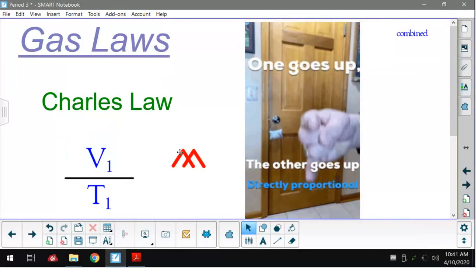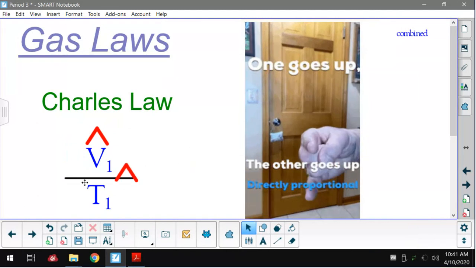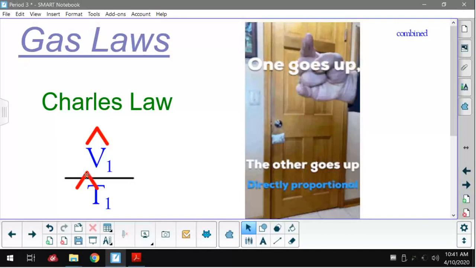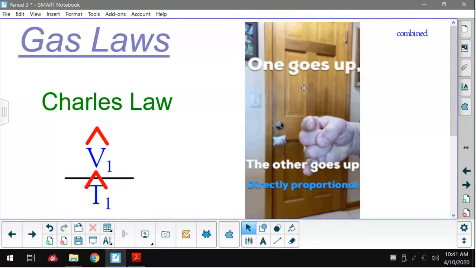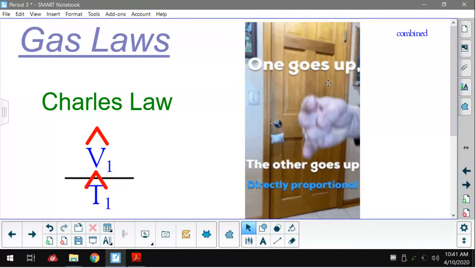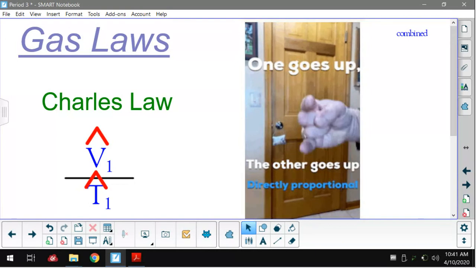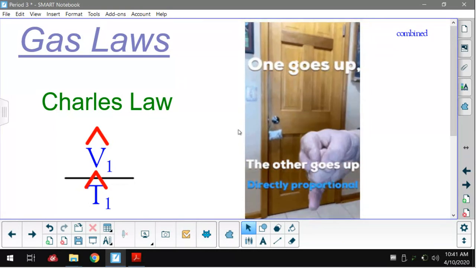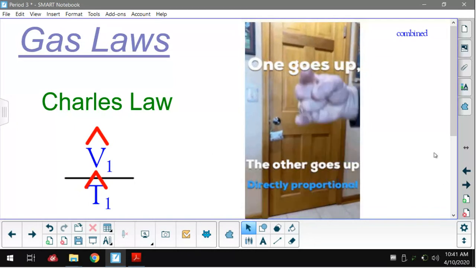So now we have one variable goes up, the other variable goes up. And the way to do this, again, is they're right on top of each other. Okay, these two are right on top of each other. So take your longhorn and turn it up and down. So if one variable goes up, the other one's going up proportionally. Notice in my hand, as one goes up, the other goes up. One finger goes up, the other finger goes up. Charles' law, they are directly proportional. As one goes up, the other goes up. As one goes down, the other goes down.